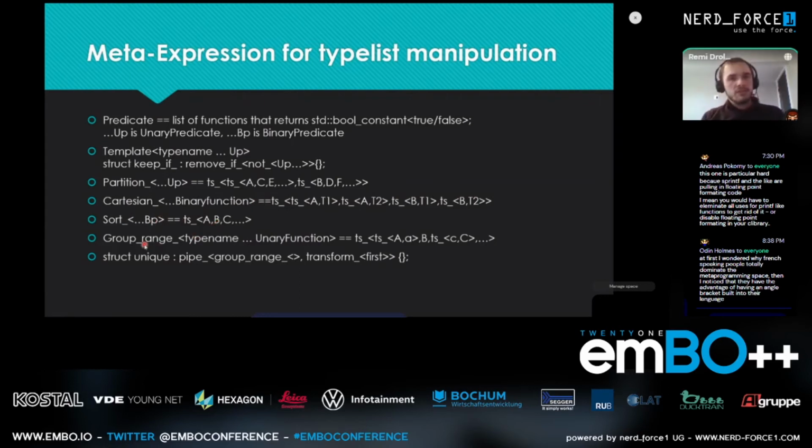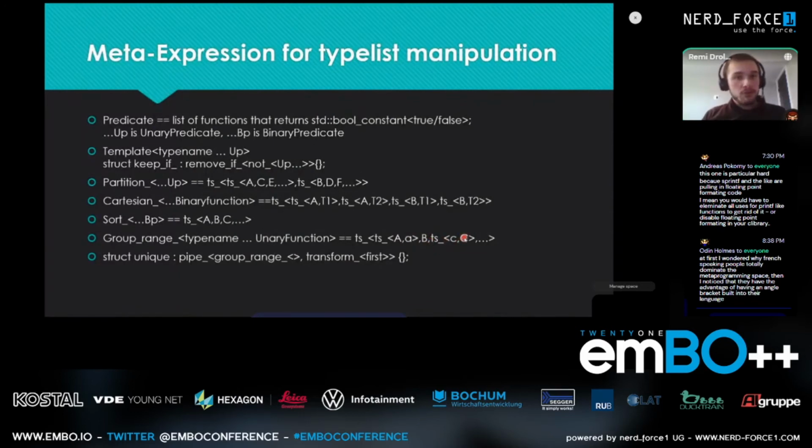Group range is interesting because it's basically every type that, with a unary function, outputs the same output, it will group them together. So as a quick example, I just said, okay, all the A's are together, B is alone in this case, C and C, and etc.